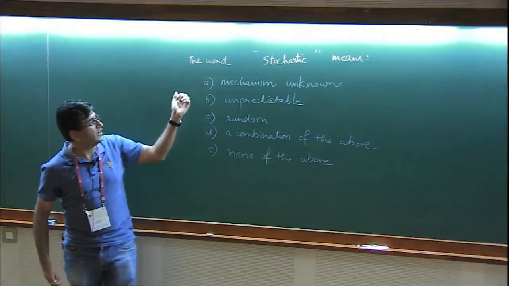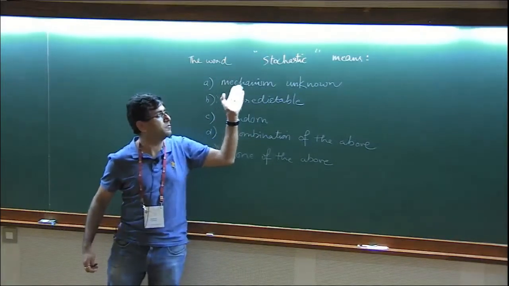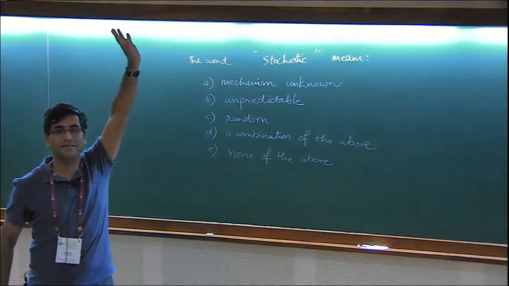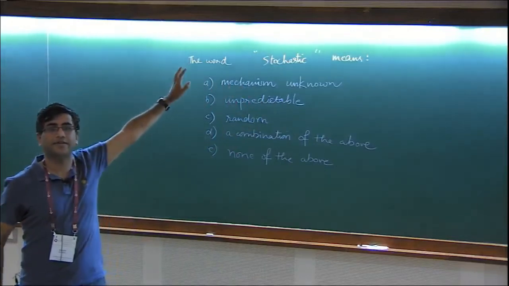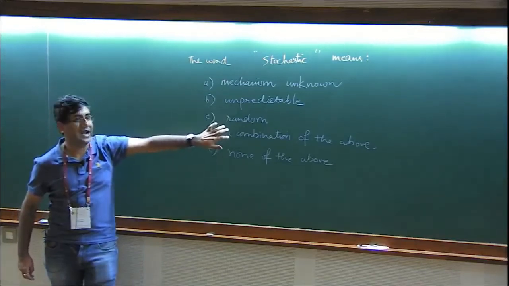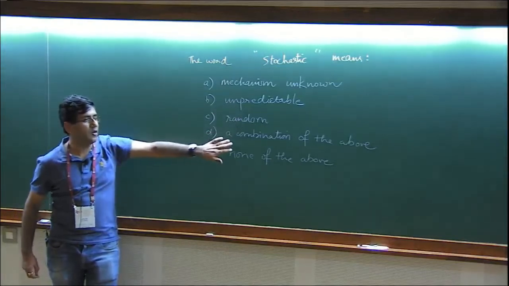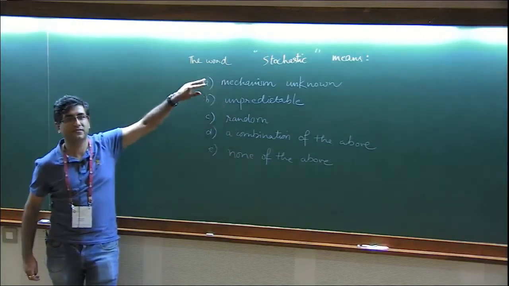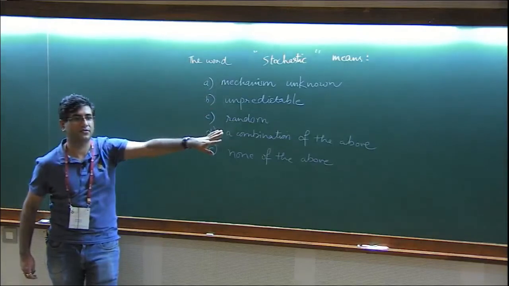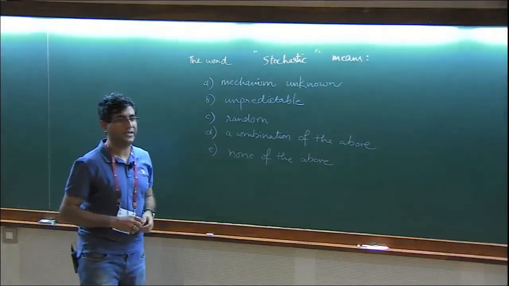So just a quick show of hands. How many of you, when you read the word stochastic, think that it means the mechanism is unknown? The options are: mechanism unknown, unpredictable, random. Some of you may think these are synonymous, but not necessarily. Or a combination of the above. You can make a weightage of this, 0.5 times A plus 0.2 times B plus 0.3 times C, or any nonlinear combination also, or none of the above. So D. Okay, let's start with A.